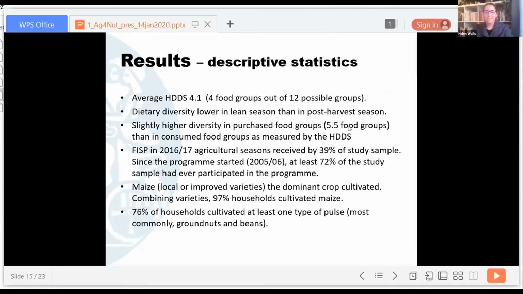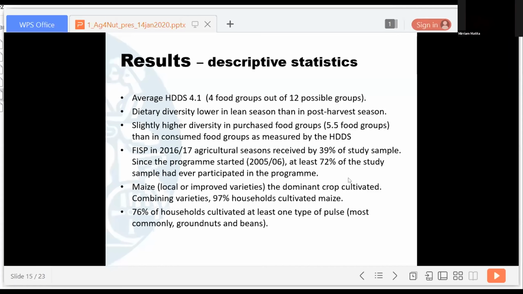So we're saying that in terms of the descriptive statistics, in our study, households consumed 4 food groups out of the 12 food groups that were possible. And we found that dietary diversity was lower during the lean period than in the post-harvest season. In terms of the purchases in food groups, households purchased at least 4 food groups in the market, which was slightly higher than what they were consuming.